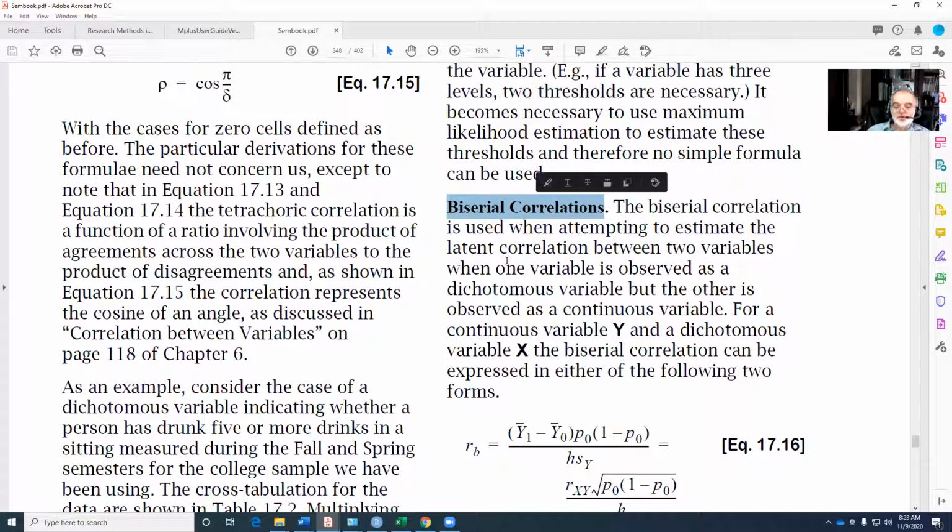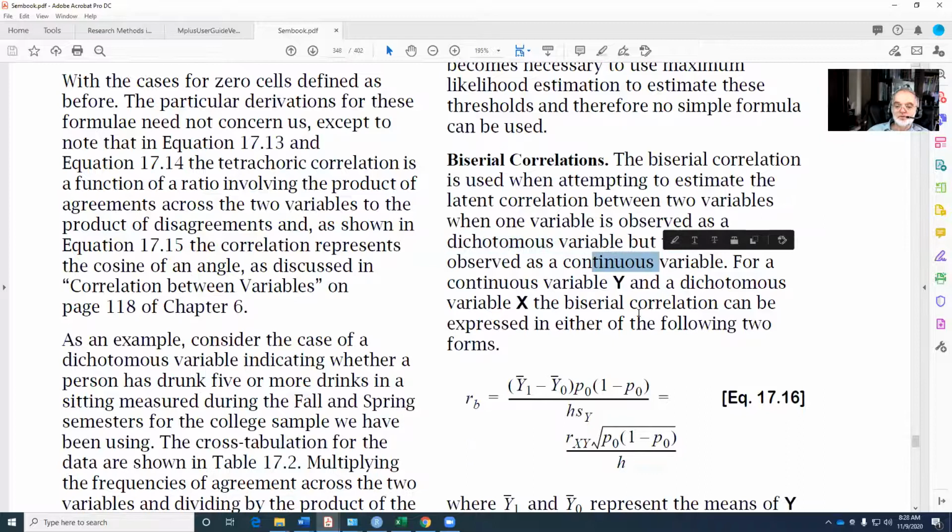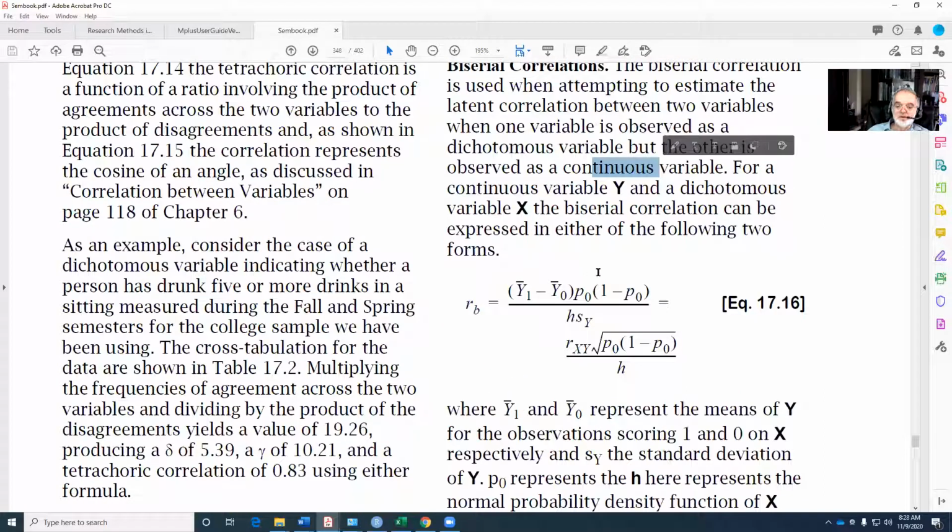Biserial correlations are ways to get an estimate of the correlation between two variables if I've got one is dichotomous and the other one is continuous. And if we're playing with that, this is the formula. And mean of y1, mean of y0 are the two means of the people in the 0 and 1 group. And I can simplify that out to this. So that gives me the correlation between those two variables adjusted for base rate.